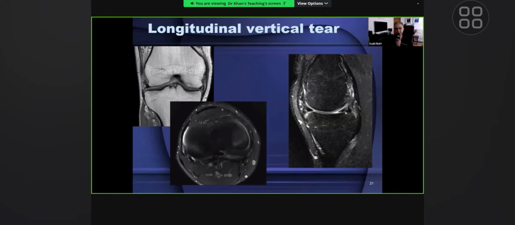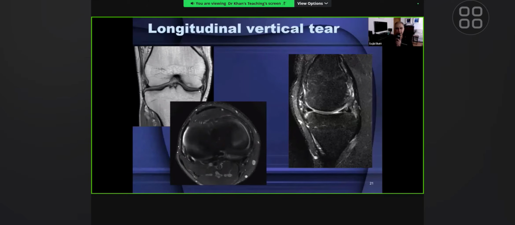Similarly, in sagittal imaging, it is not dividing the meniscal tissue into an upper and a lower half, but into an anterior and a posterior half. So that tells you that we're dealing with a longitudinal tear. And this is the type of tear which, as I've said, tends to happen in younger, athletically active patients.